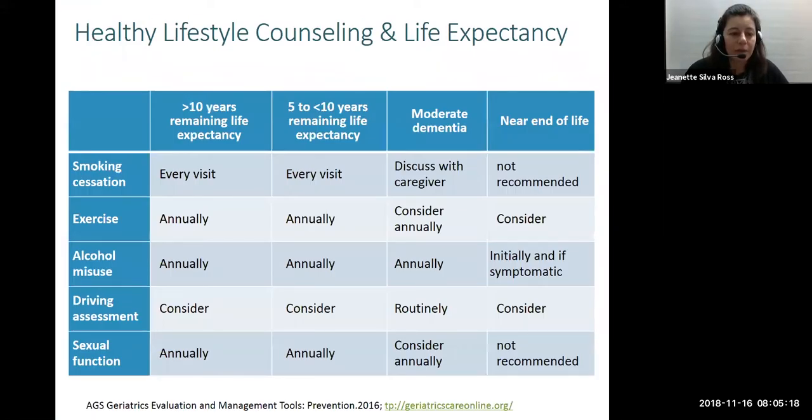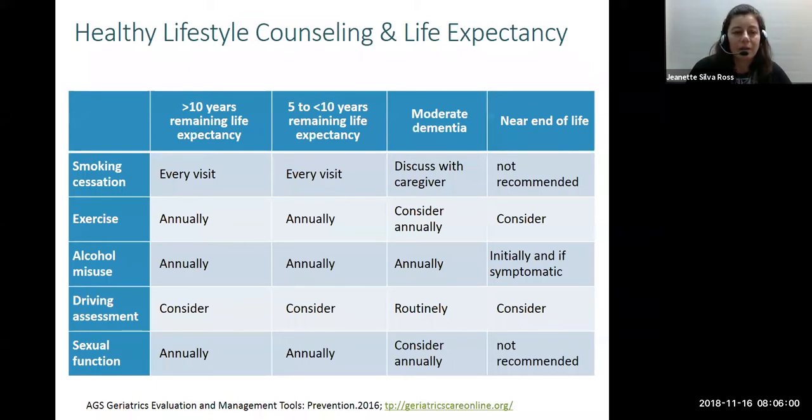And here's this table. It has some suggestions about what healthy lifestyle counseling you do based on life expectancy. So obviously, if they're near end of life, this is not the time to emphasize that you need to stop smoking. However, if they have more than 10 years of life expectancy, or even 5 to 10, you still want to address smoking cessation and offer options to stop smoking, because it'll still diminish the damage if they stop smoking or smoke less.